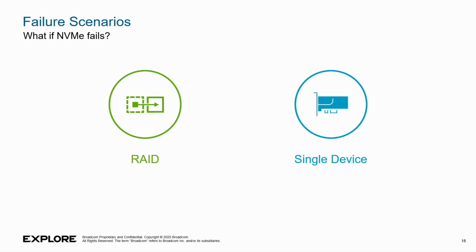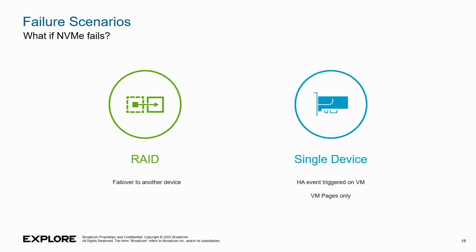Failure scenarios. This is also a common question. What happens when my single device fails, or what happens if I have RAID and one device fails? With RAID, pretty straightforward. You're already mirroring that data, so we just pretty much fail over to the other NVMe device. So that gives you that redundancy that you want.